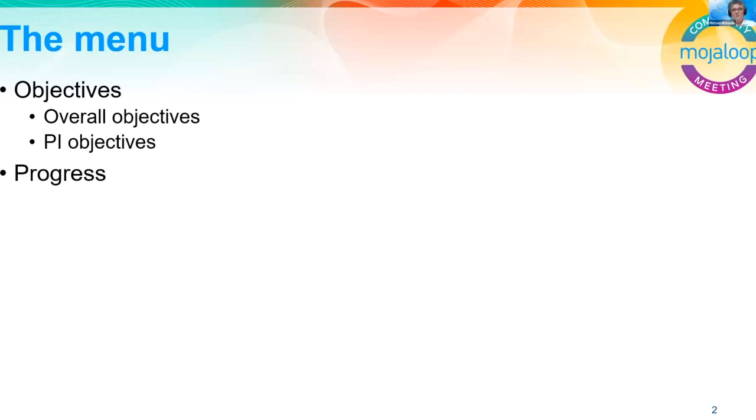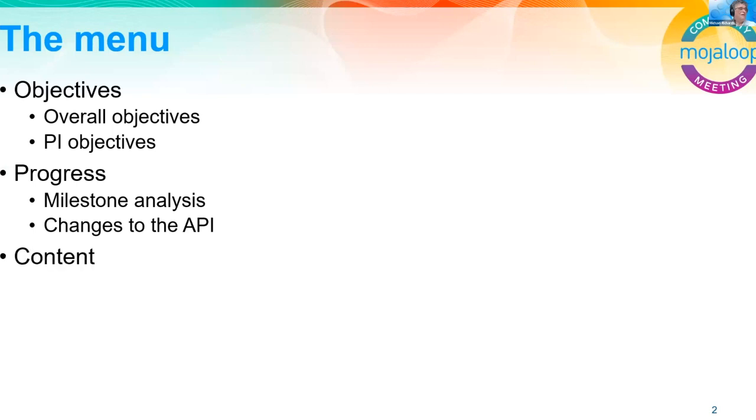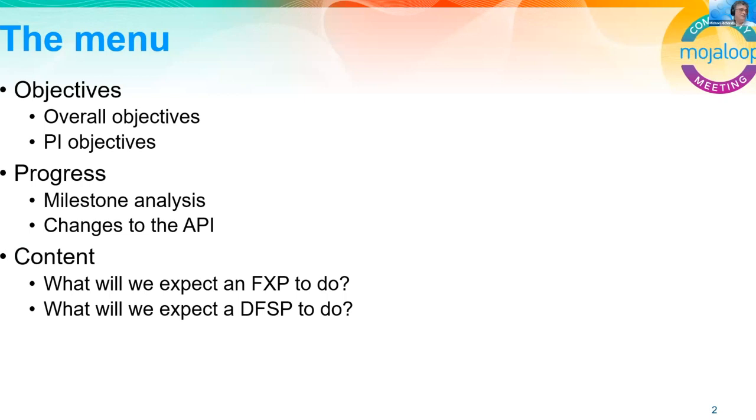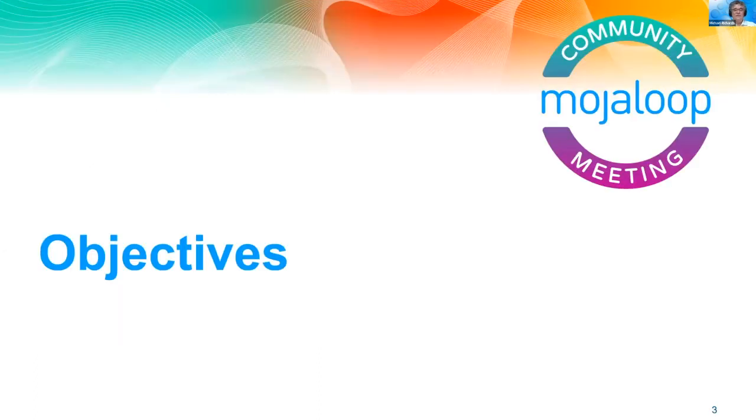First of all, our objectives, the overall objectives and the objectives for this PI. Next, the progress we've made against those objectives, a milestone analysis, changes to the API, and finally talk about content, which we break down into what we expect a foreign exchange provider, an FXP, to do, what we expect a DFSP to do, and what we expect the switch to do. So let's start then with the objectives.